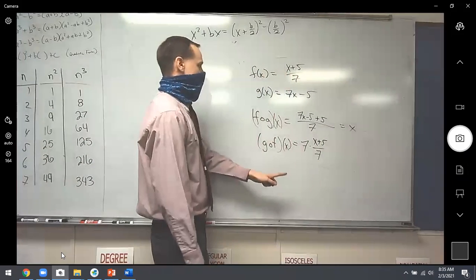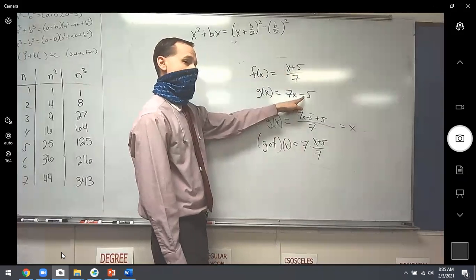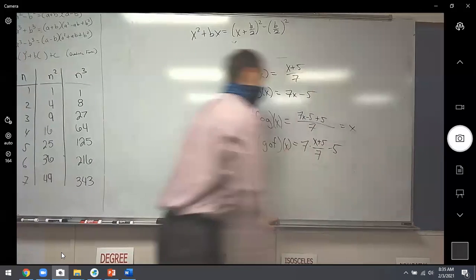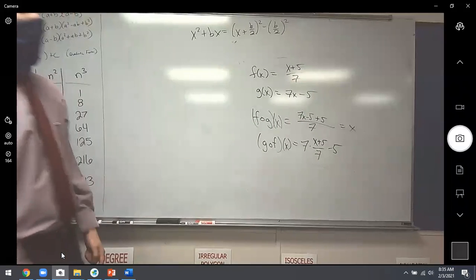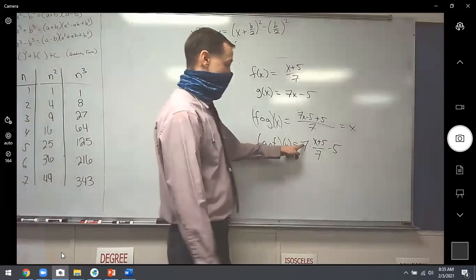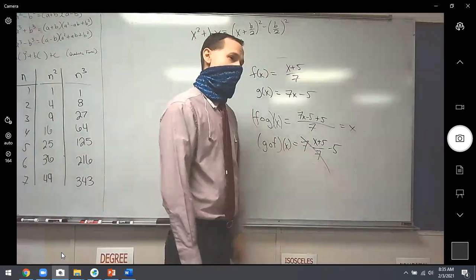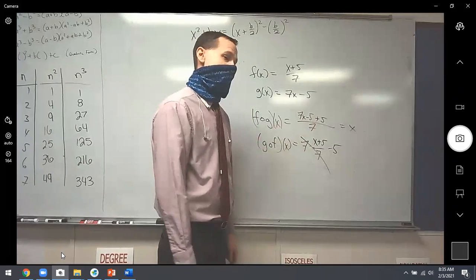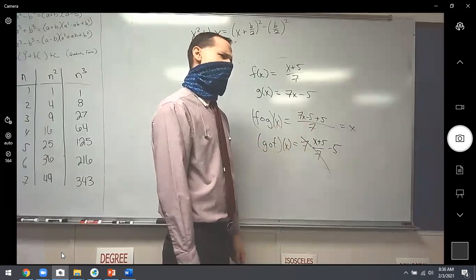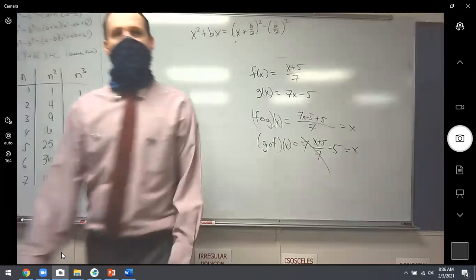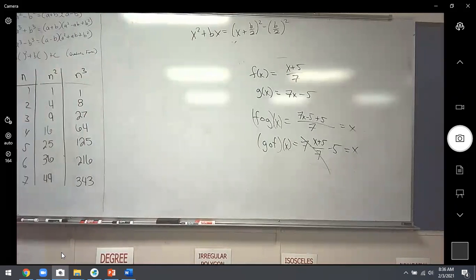And what else is inside of g? Well, we have a minus 5, right? So 7 times the thing minus 5. And you see, look what cancels. Do you have a 7 and a divide by 7? Well, those go away. And then what's left? x plus 5. What's x plus 5 minus 5? It's x. And therefore, these two things are inverses.